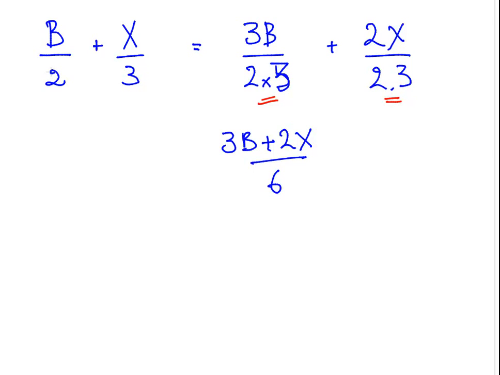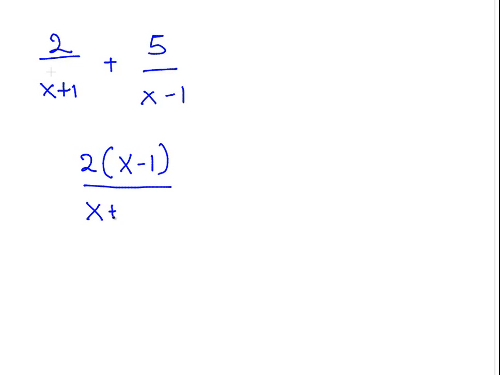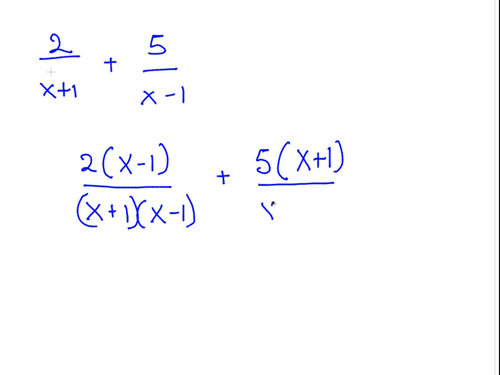Okay, so something a bit more high standard again. We're going to have 2 over x plus 1 plus 5 over x minus 1. Multiply above and below by the same thing for the first term. So you have 2 times x minus 1 all over x plus 1 times x minus 1. And the other expression there is 5 times x plus 1 divided by x minus 1 times x plus 1.